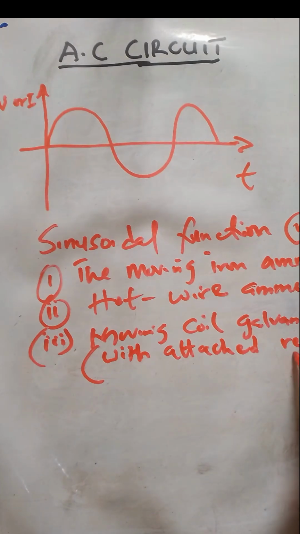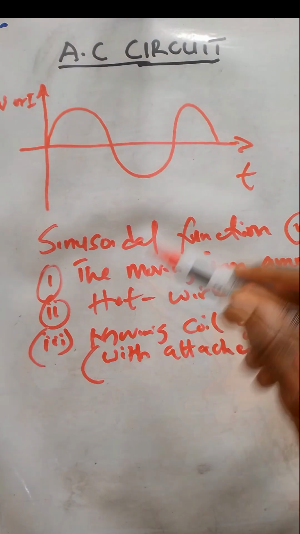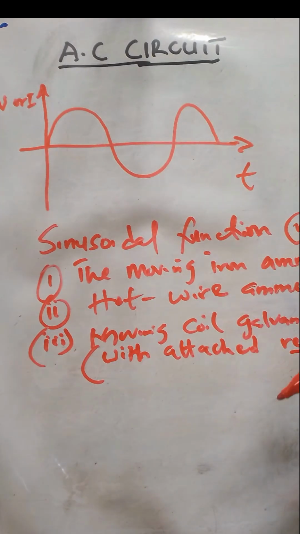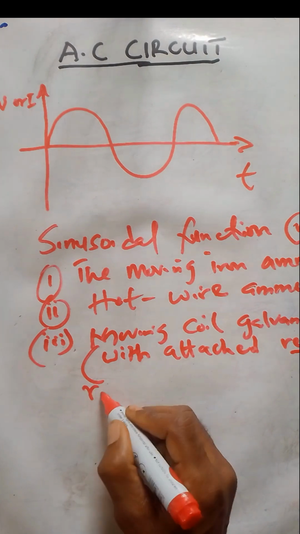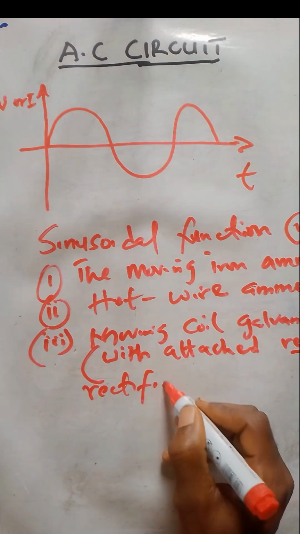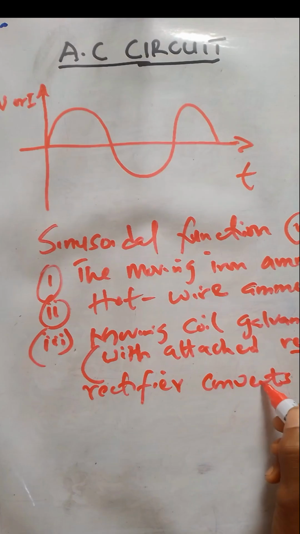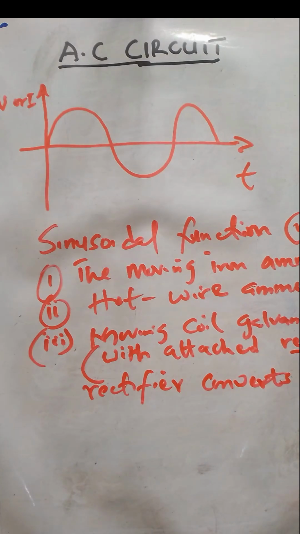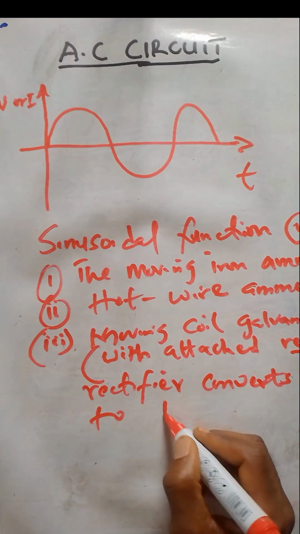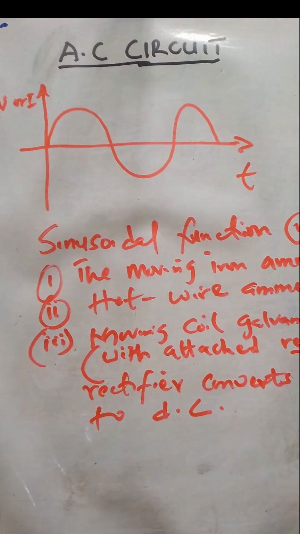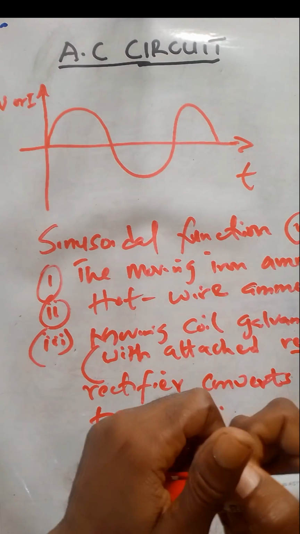So what is the function of this rectifier? The rectifier is a device that will convert the AC to DC. So the rectifier converts AC to DC. The rectifier will convert the alternating current to direct current.